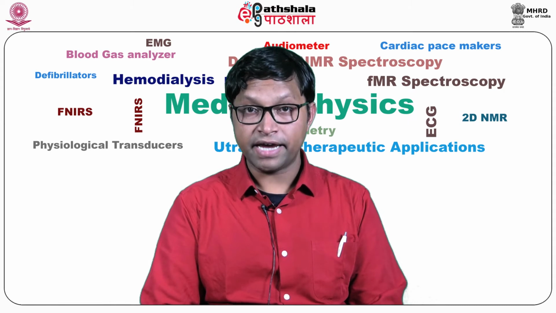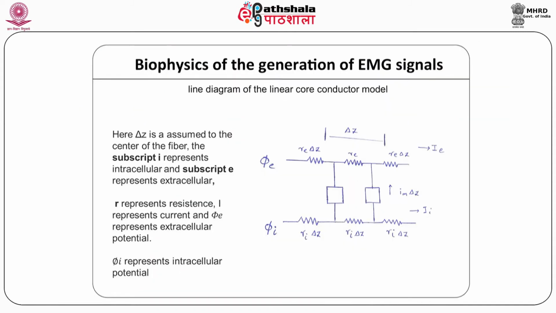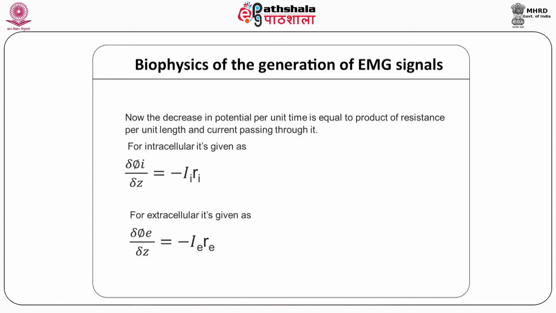Figure 3 is the line diagram of the linear core conductor model, where z is assumed to be the center of the fiber, the subscript small i represents intracellular and subscript e represents extracellular. R represents resistance, capital I represents current, capital E represents the extracellular potential, and small i represents the intracellular potential. Now, the decrease in potential per unit length is equal to the product of resistance per unit length and the current passing through it. In the following equations, as given in the module, the intracellular potential is given by one equation and the extracellular by the later equation.